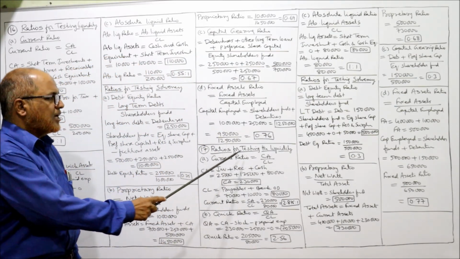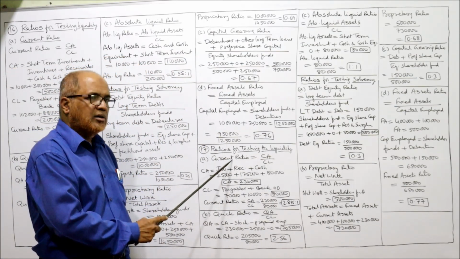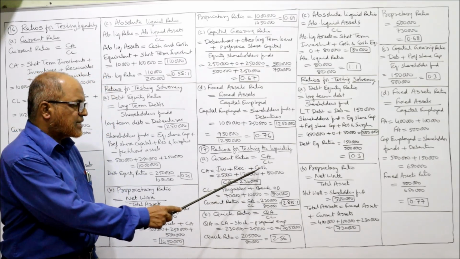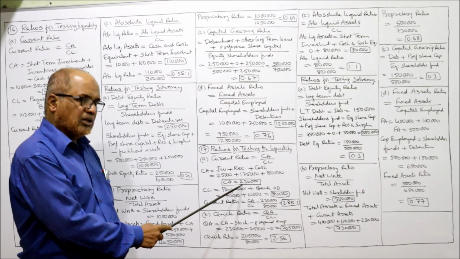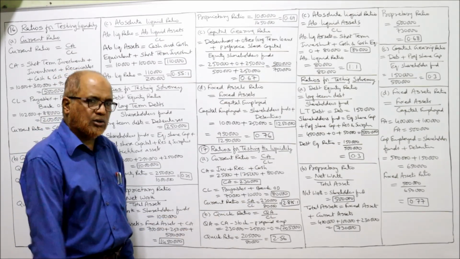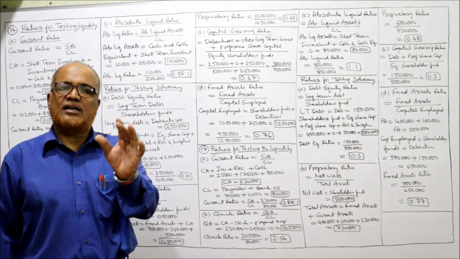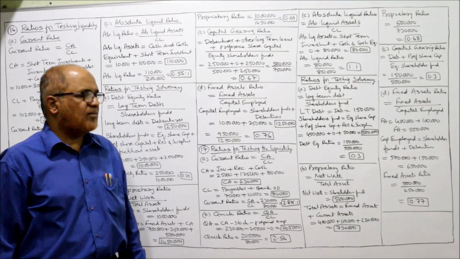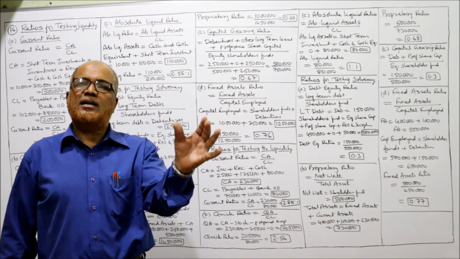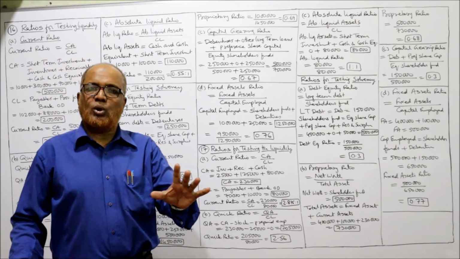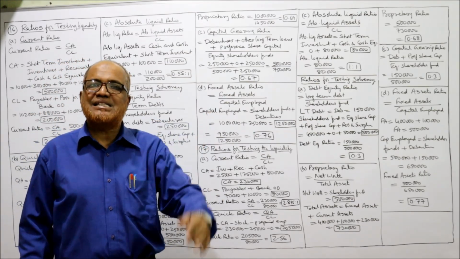So first of all, ratios for testing liquidity: current ratio, CA by CL. Current assets are inventories, receivables, cash and cash equivalent, adding up to 2,30,000. And current liabilities are payables and bank overdraft, 80,000. So 2,30,000 current assets, 80,000 current liabilities. Divide, 2.875 is to 1. 2.875 is to 1, it is more than 2. That means the current ratio is good because it is more than standard.